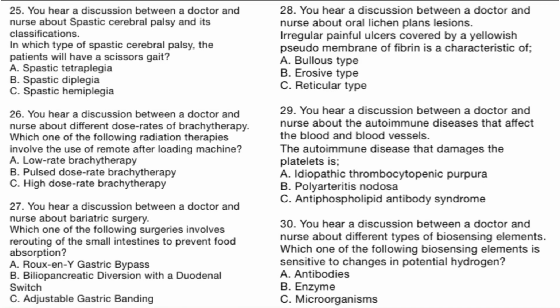Question 28. You hear a discussion about oral lichen planus lesions.